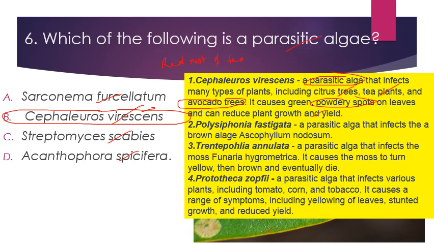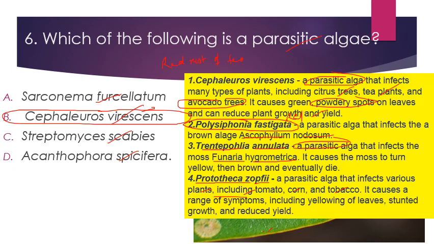The next parasitic algae is Polysyphonia fastigiata, it is a red algae और ये parasitic algae है on a brown algae that is Ascophyllum nodosa. Next is Trentepohlia annulata, it is again a parasitic algae और ये इन्फेक्ट करता है एक मॉस को जिसका नाम है Fontinalis hygrometrica. Then next algae that is parasitic, that is Prototheca zopfii, and it infects various plants including tomato plant, corn plant, tobacco plant.